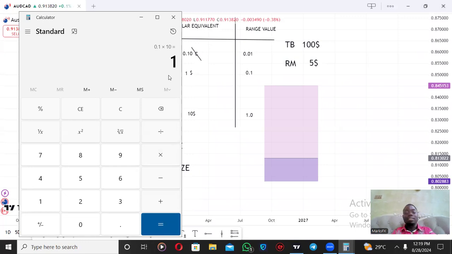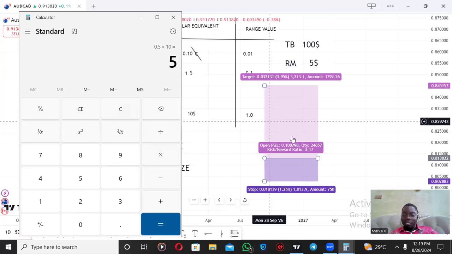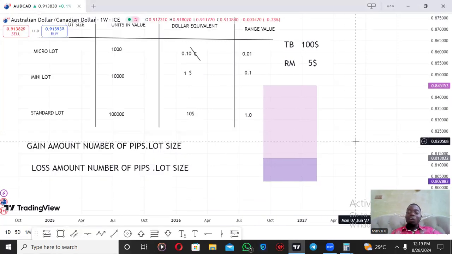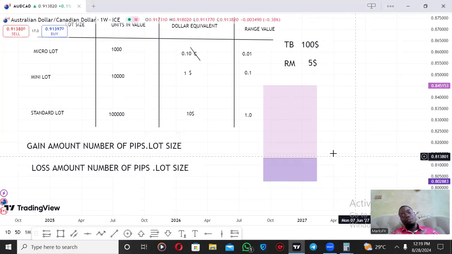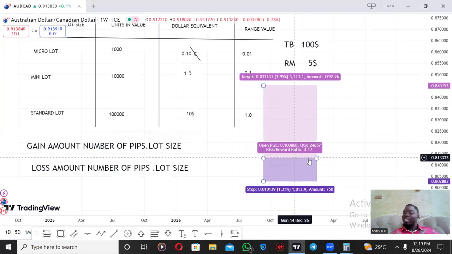Would you take that trade? Let's assume you want to lose $5. So that means we are going to use 0.05, and 0.05 is 50 cents. If you multiply it by 10, you are going to lose $5. So for this trade now, I am going to be using 0.05, so that if price goes against me, I will lose $5. Then if the price moves in my favor, I will get $18.85.